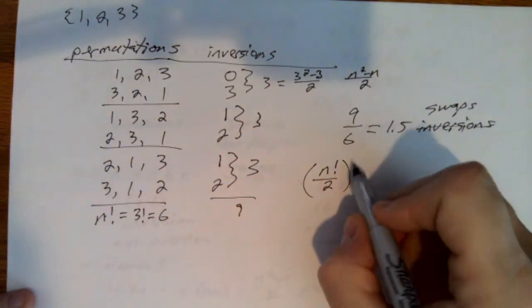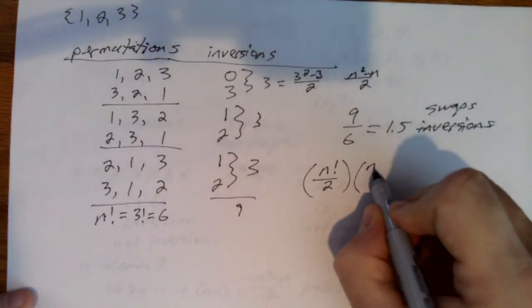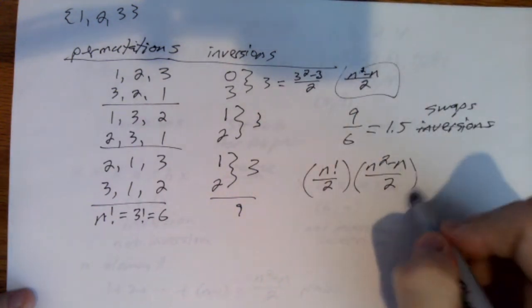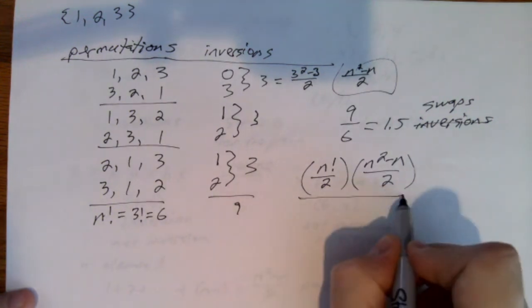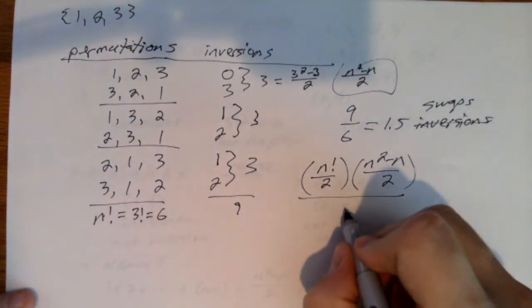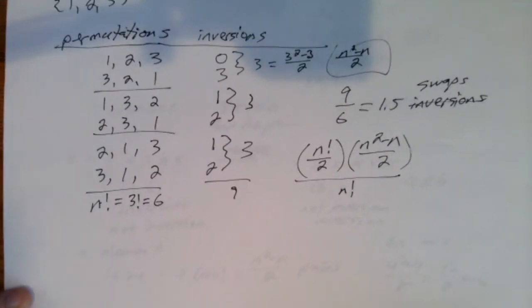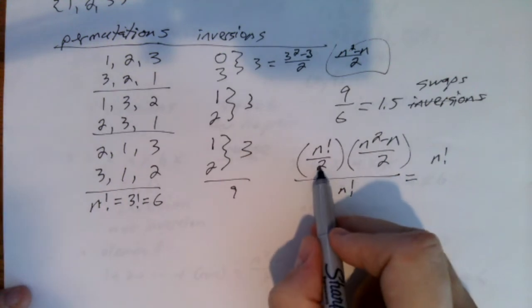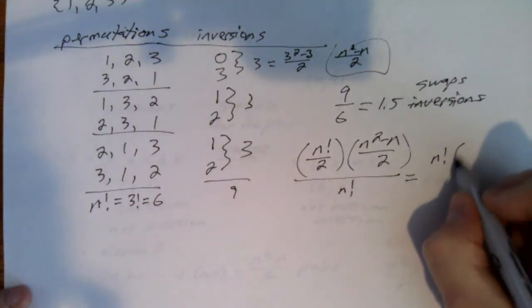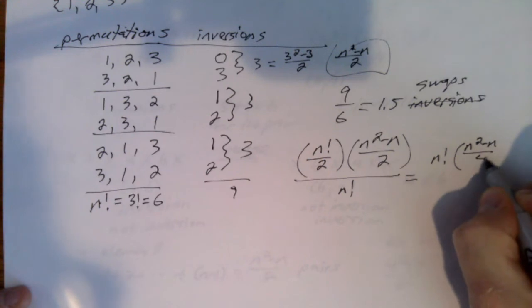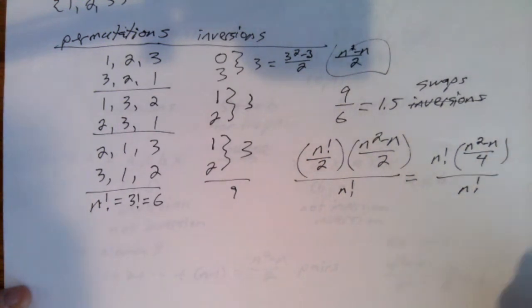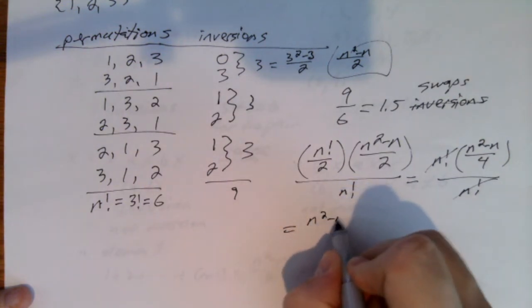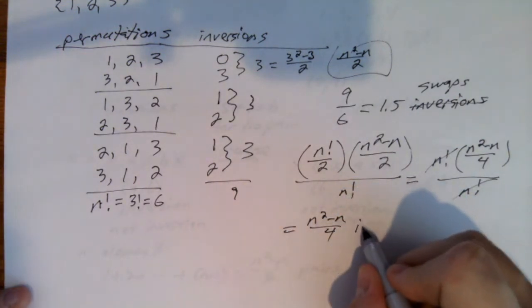And for each of those, we get, as a group, n squared minus n divided by 2 inversions. And we divide all this by our n factorial number of permutations. So this right here is equal to n factorial. I'm going to take this 2 in the denominator here, multiply it through to get n squared minus n divided by 4 over n factorial. And writing it this way allows me to cancel this out. So we see I have n squared minus n divided by 4 inversions.